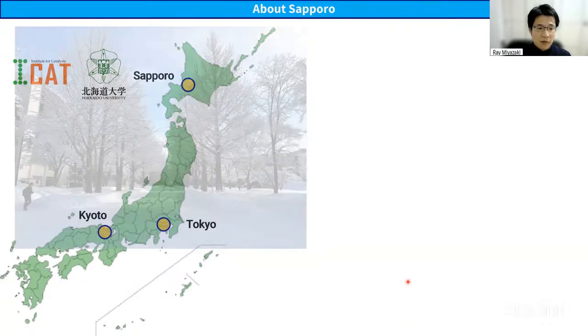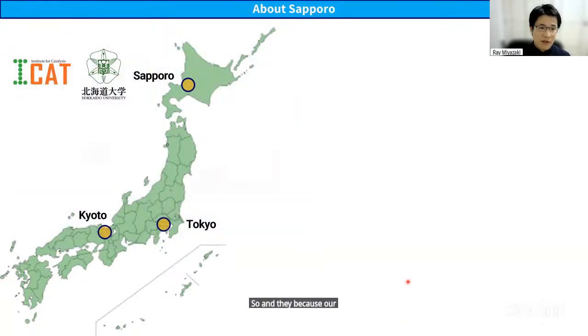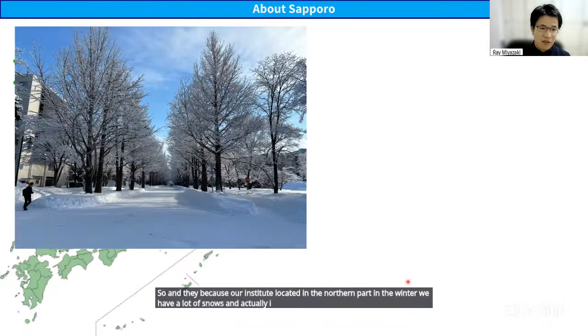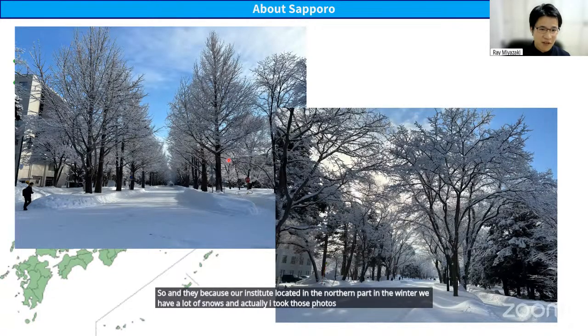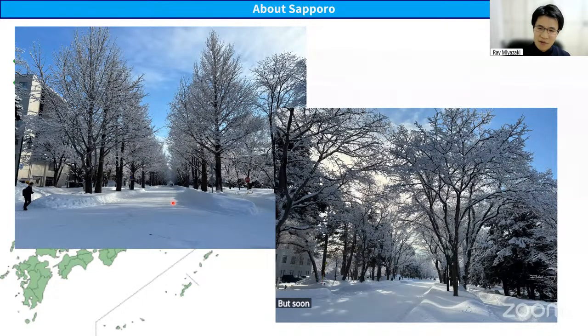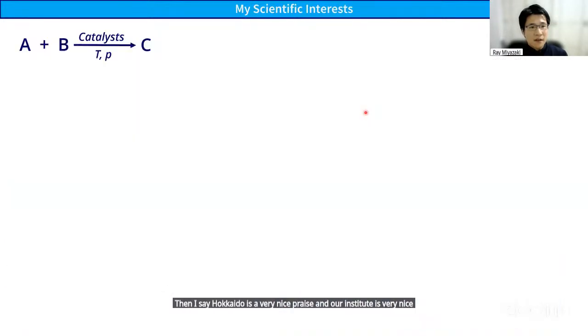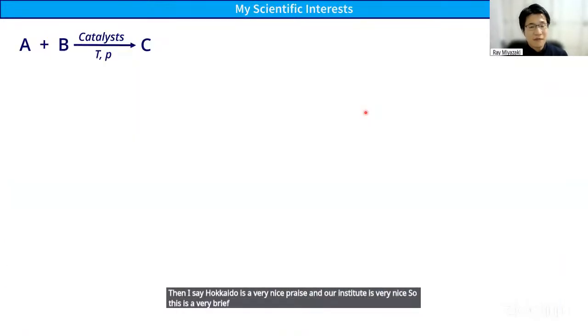And because our institute is located in the northern part, in the winter we have a lot of snow. Actually, I took those photos myself at our university in midwinter. Nowadays, of course, the amount of snow on the road is decreasing, but it is still winter. But soon, probably in several weeks, we will have a nice spring season. So I would say Hokkaido is a very nice place and our institute is very nice. This was a very brief introduction of myself and the institute.